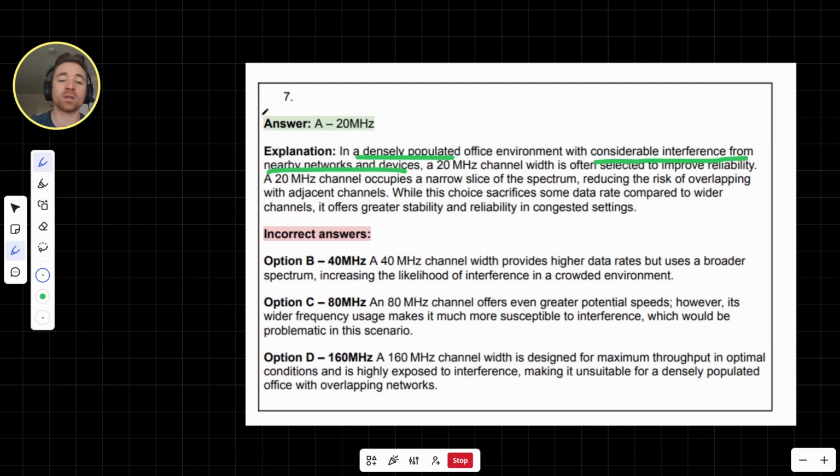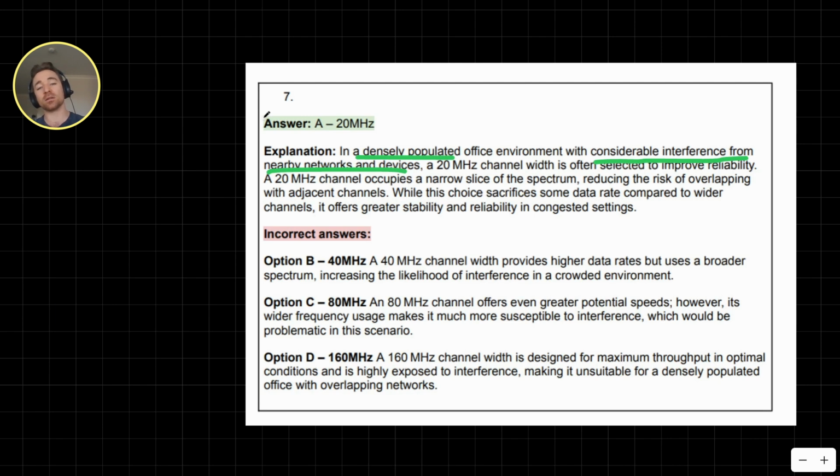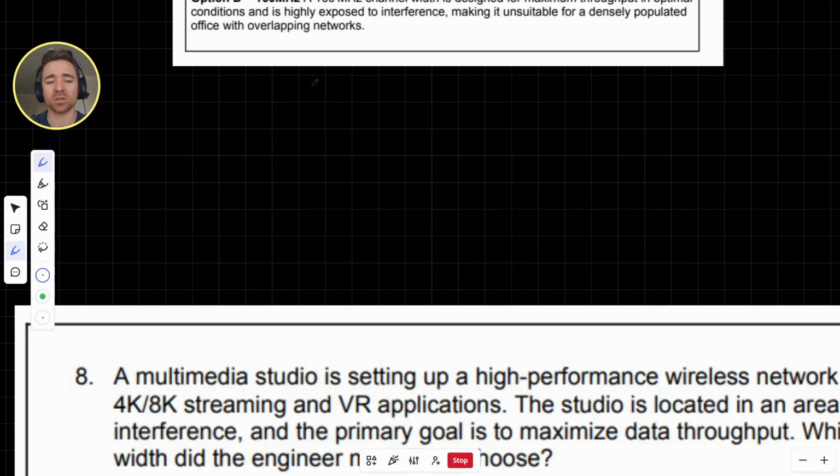Again, for these ones, tossing up the channel widths, you're just going to have to toss up the speed and performance you need based on the requirements you were given and the level of congestion that you're willing to tolerate. All right, and the question will generally give you that information to make that decision.